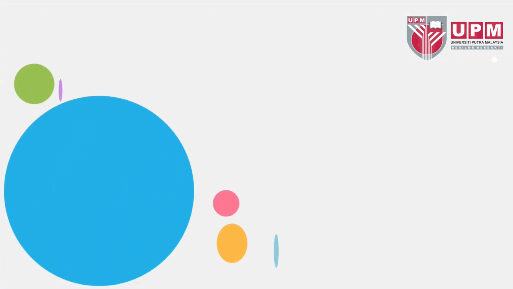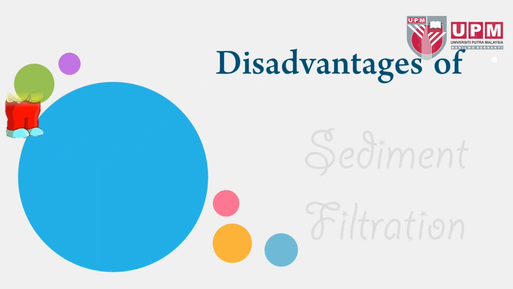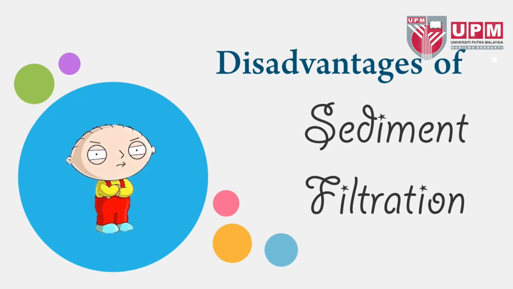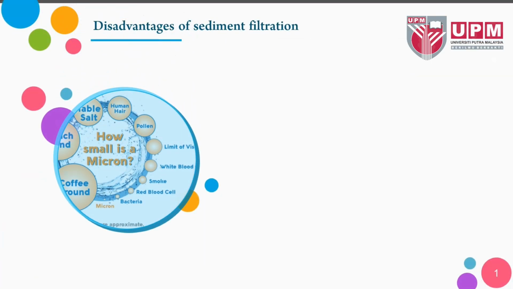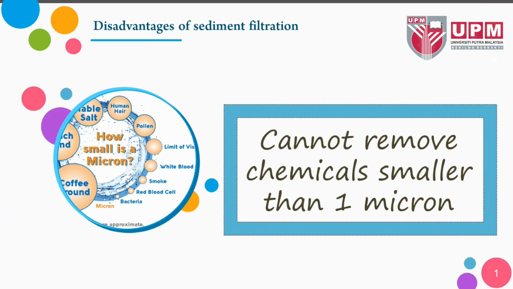Every system has its own pros and cons. You've heard about the pros, and now let's take a look at the disadvantages of sediment filtration. The first disadvantage of the sediment filtration system is that this system cannot remove chemicals smaller than 1 micron.